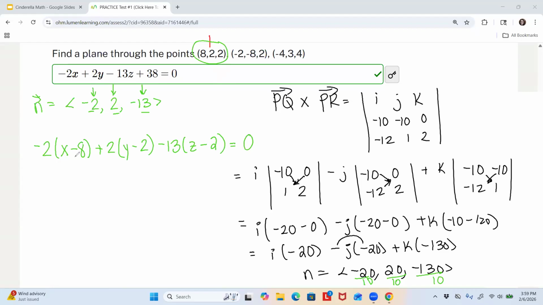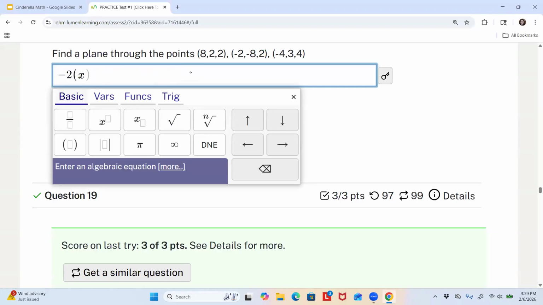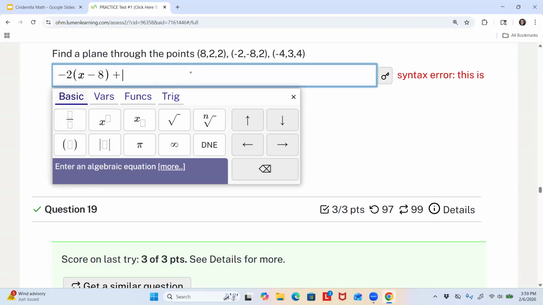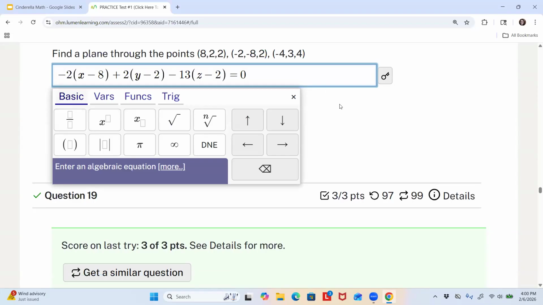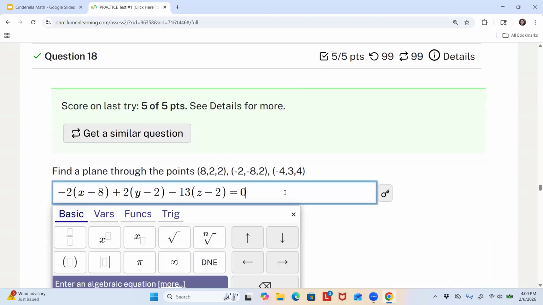Now you might be able to stop there. That might be good enough. Let me actually see if that works, because if we can stop there, why not? I went ahead and distributed. Let me see if this works. What if you just did negative 2x? Did they take that? Yeah, I think so. Or you could go ahead and distribute it.